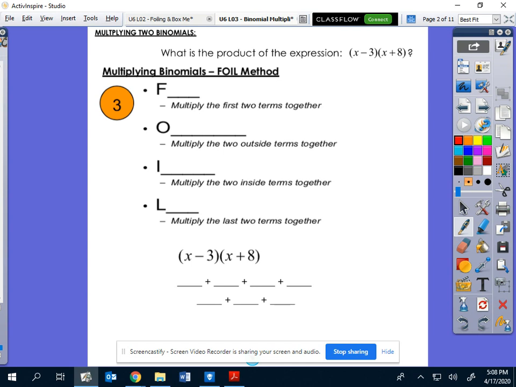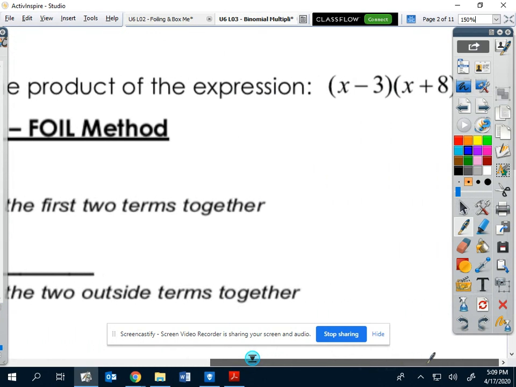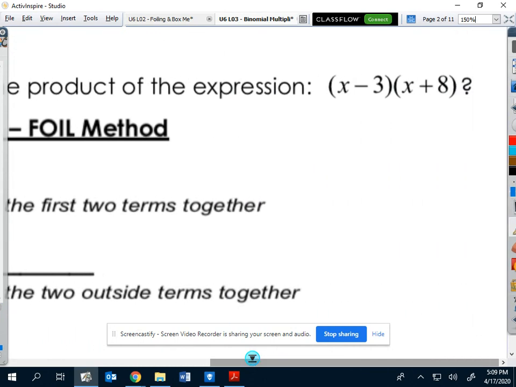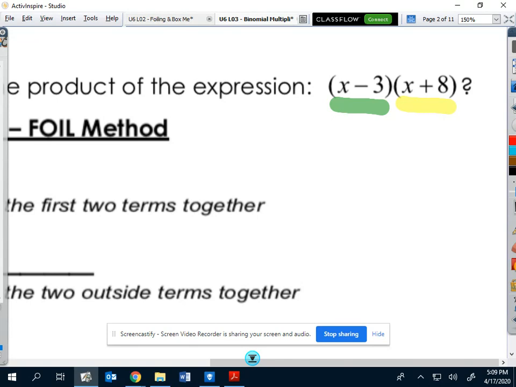FOIL is an acronym. It stands for the different words that we're going to use to do this. But before we jump in, what I want you to see is what does it mean to multiply binomials? Well, you can see right here in the top right-hand corner, we have a binomial, x minus 3, times a binomial x plus 8. 2 binomials that are being multiplied together. So you got to be careful. You can't just do x's with x's or 3 and 8. You can't just combine those. There's a process behind it.